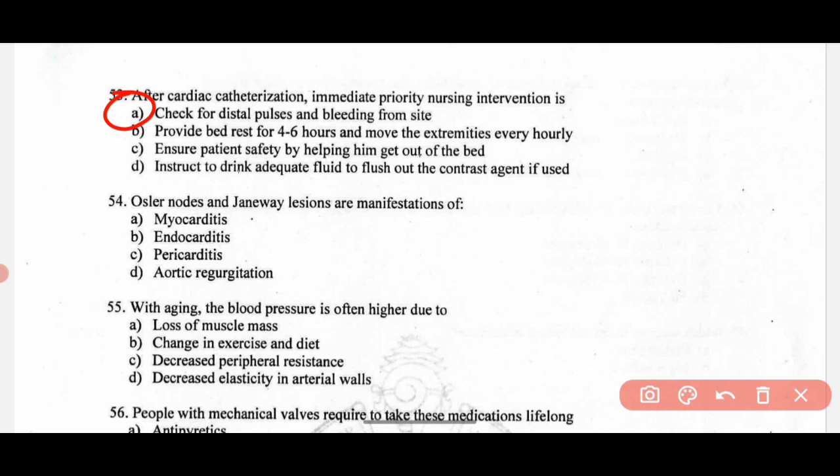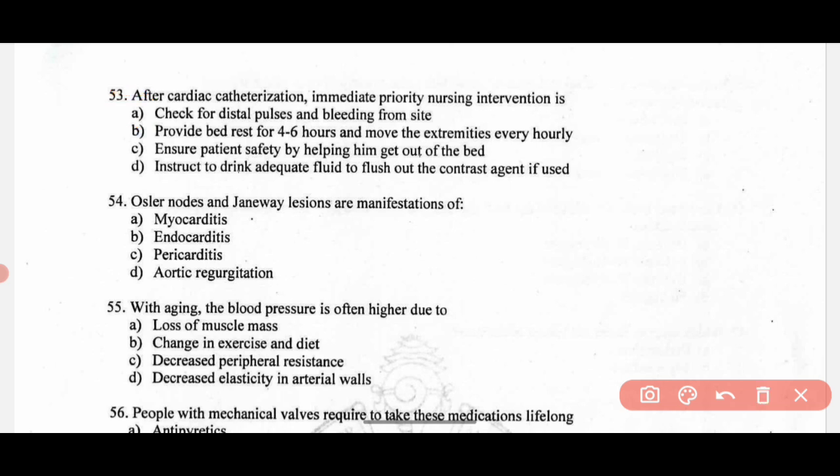Fine. So once they have done the cardiac catheterization, they will remove the guide wire and the catheter, and then you have to check for the pulse distal to that area. For example, if they use the femoral artery, we have to check the pulse distal to the femoral artery. Along with that, we have to check for bleeding, because in the femoral artery the pressure is going to be more, so there is more chance of bleeding. So that's why we selected option A.